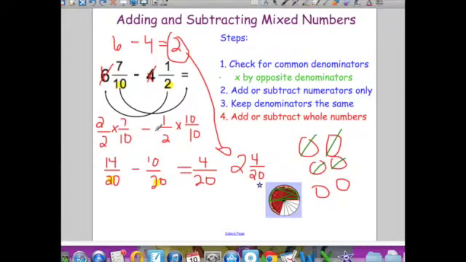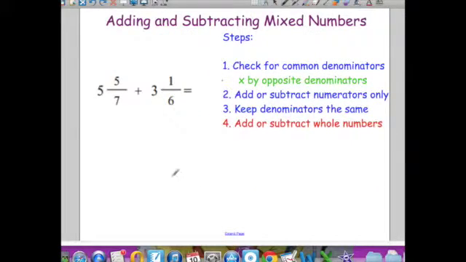Okay, with adding, subtracting mixed numbers, it is really helpful to draw pictures, so please do that if you're stuck. Here's one more we can go over. So first of all, we're going to have 5 and 5/7 plus 3 and 1/6. First, we need to check, do we have common denominators? We have a 7 and we have a 6, so therefore we do not have common denominators. So to get common denominators, we'll need to multiply by the opposite denominators.